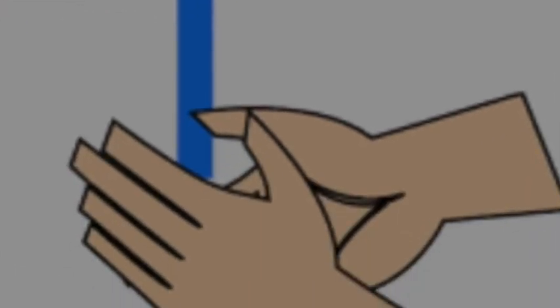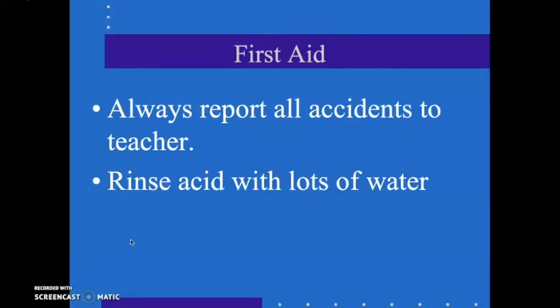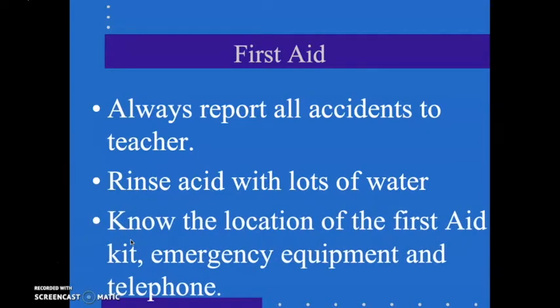Rinse acid with lots of water. If you are using acid and it gets on your skin, rinse it under water right away because it could burn you. You need to know the location of the first aid kit, emergency equipment, and telephone. Very important. So look around your class right now and take a look. Where is your first aid? Where is the emergency equipment? Where is the telephone? So ask your teacher.